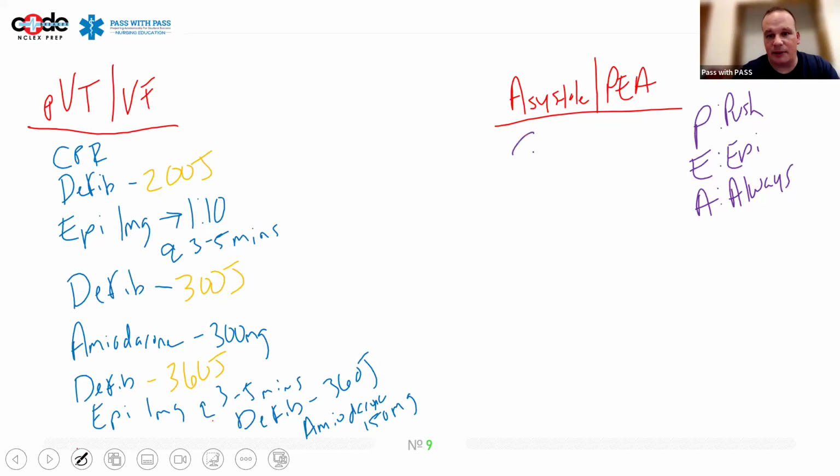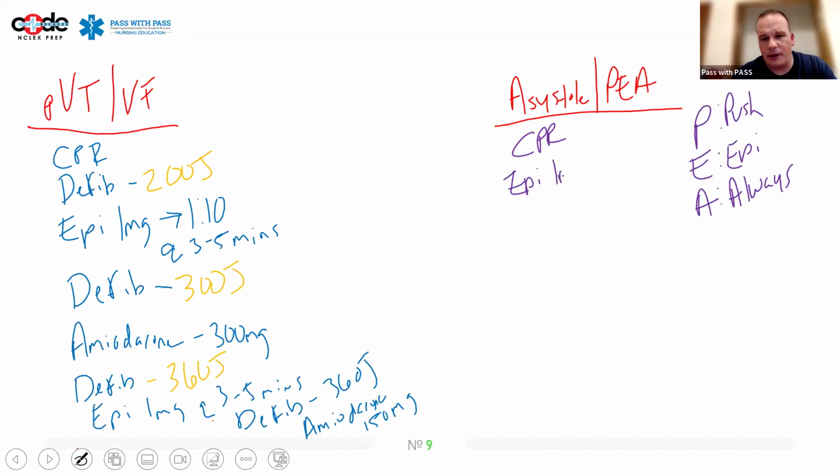So with asystole and PEA, CPR, again, patients in cardiac arrest, so we need to do that right off the bat. We get them hooked up to the monitor. We realize they're in asystole or they're in an organized rhythm that's pulseless, which would be PEA. There is no defibrillation.